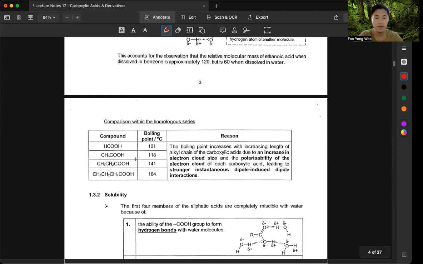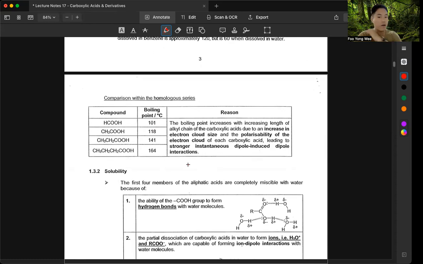If we compare within the homologous series, the boiling point increases down the series. But this is not because of stronger hydrogen bonds. This is because of the increasing length of the alkyl chain, because of electron cloud size increasing, and the electron cloud gets more polarized, leading to stronger id-id interactions. So take note that it's not because of hydrogen bonds, it's because of stronger id-id interactions.